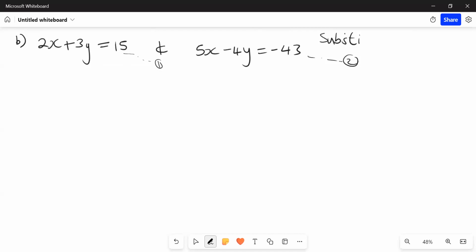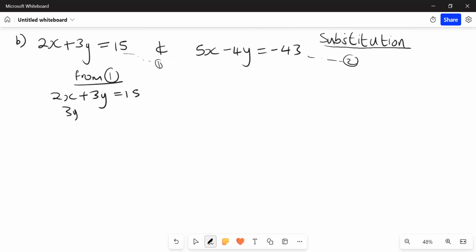Substitution, right? So this is the substitution method. We need to make one of the variables the subject of our formula. Let's use equation 1. From equation 1, we have 2x plus 3y equals 15, right? Perfect. Let's make y the subject of our formula. So 15 minus, when we transpose our 2x, it becomes negative, so we end up getting 15 minus 2x.